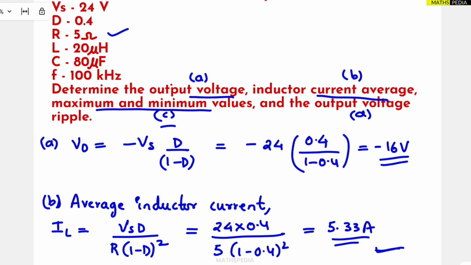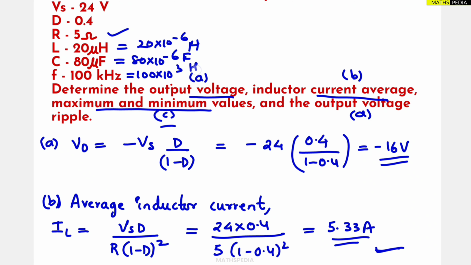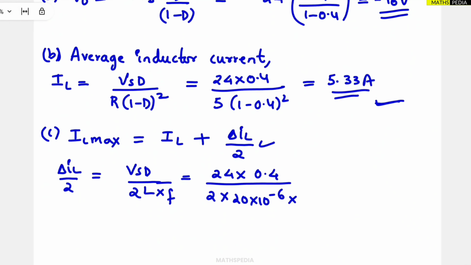How much have they given for the frequency? I'll just write it here. This capacitance is 80 microfarad, 80 times 10 to the power minus 6. The inductance is 20 times 10 to the power minus 6 henry. This is farad, and this is hertz. The frequency is 100 kilohertz, so 100 times 10 to the power 3. We will be getting 2.4 amperes. Now add these two and you will get IL max.